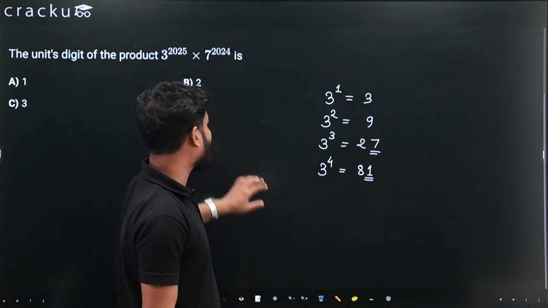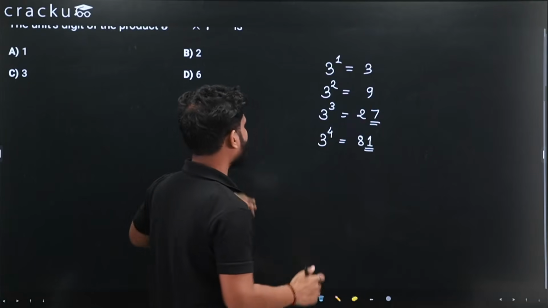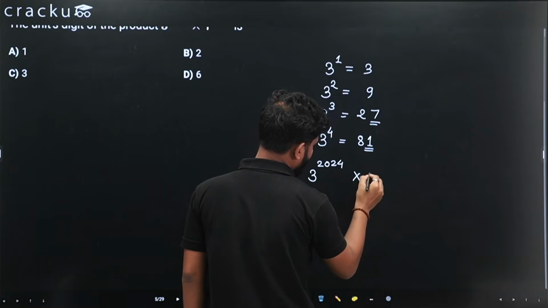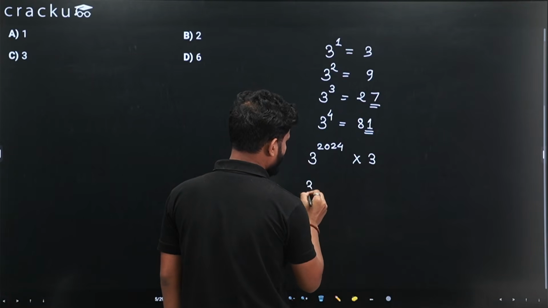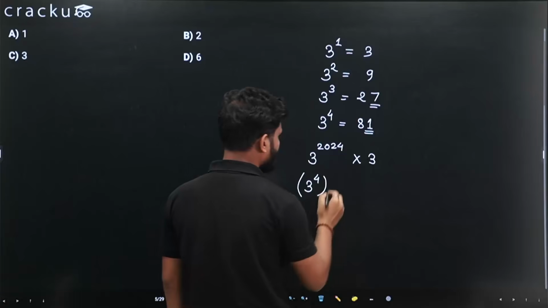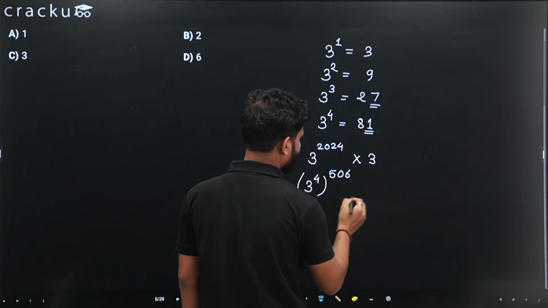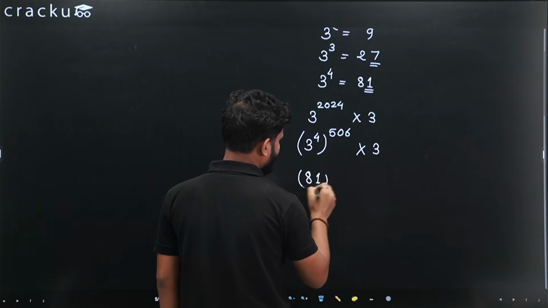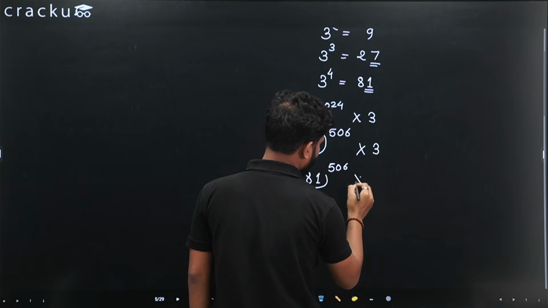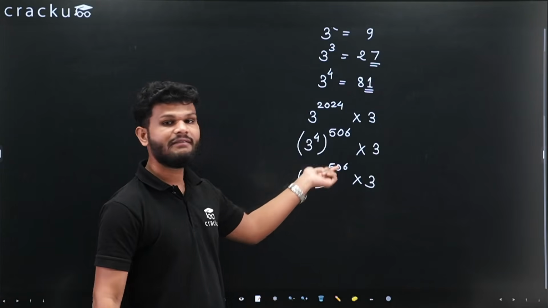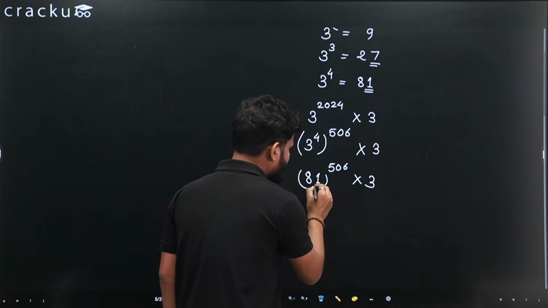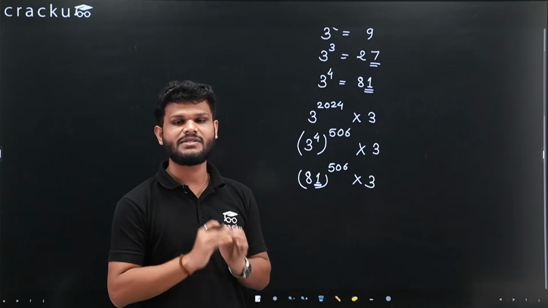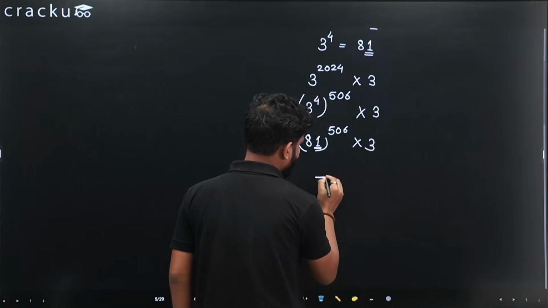Now, can I write 3 raised to 2025 as 3 raised to 2024 into 3? Yes. What is 3 raised to 2024? It is 3 raised to 4 into 506, into 3. 3 raised to 4 is 81, so it is 81 raised to 506 into 3. Now 81 raised to 506, the unit digit of this will always be 1. If you multiply 81 multiple times, the unit digit will still be 1. So the unit digit is 1 here.